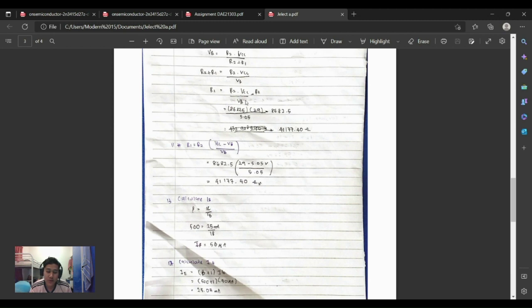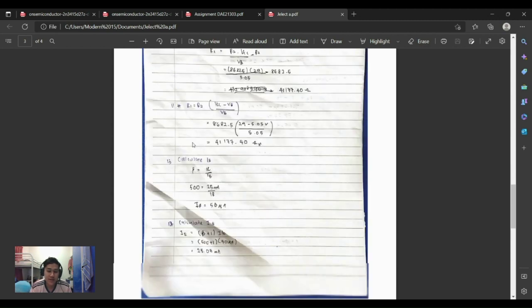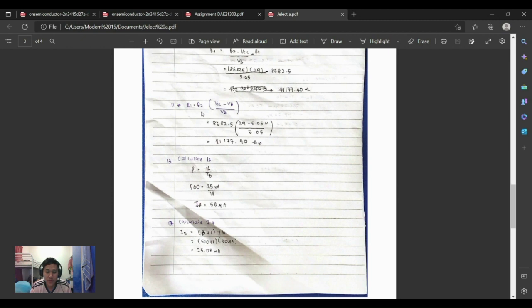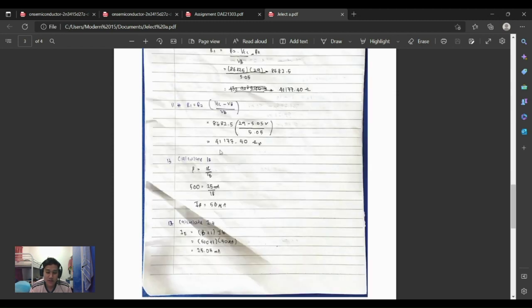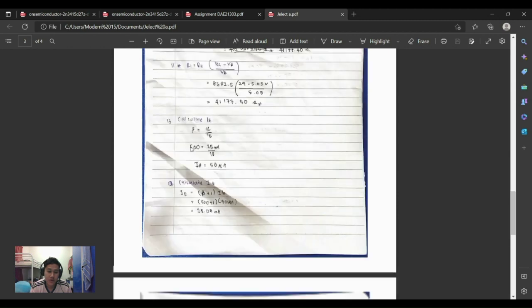So VRC 24.05 here over IC 25. So the answer is 0.974 ohm. So for question number 8, calculate R2, for R2 equal to 0.1 beta RE. So 0.1 beta 500 multiplied by RE value 173.65. So the answer is 8982.5 ohm.